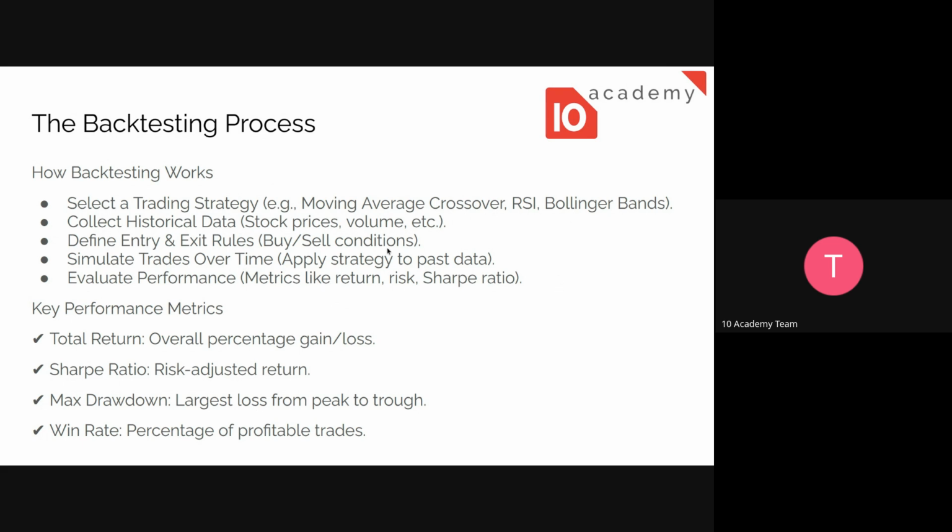Then you will see the performance using different metrics like return, risk, and Sharpe ratio. These are some common metrics that can be used. Total return means the average percentage gain or loss. Sharpe ratio is the risk-adjusted return: considering the risk, what will your return be.